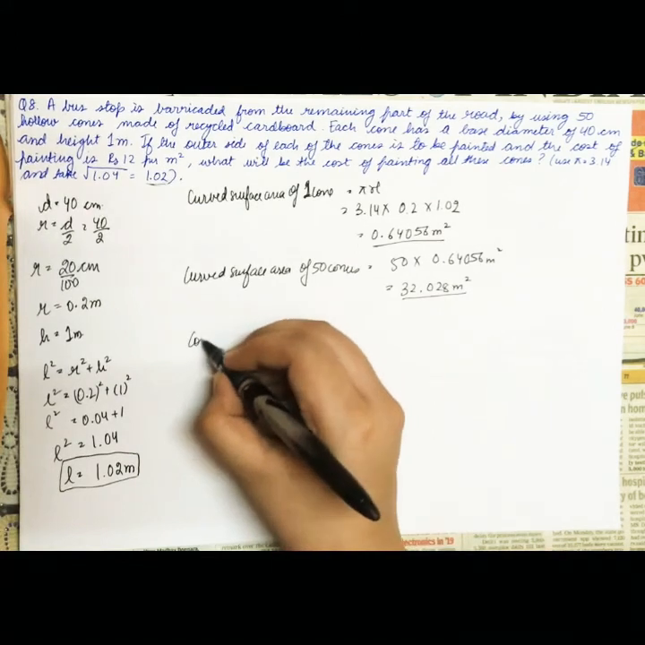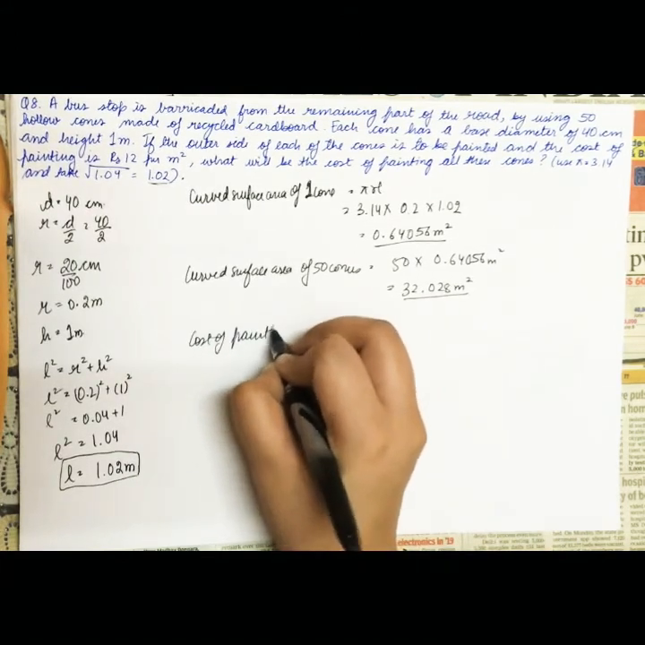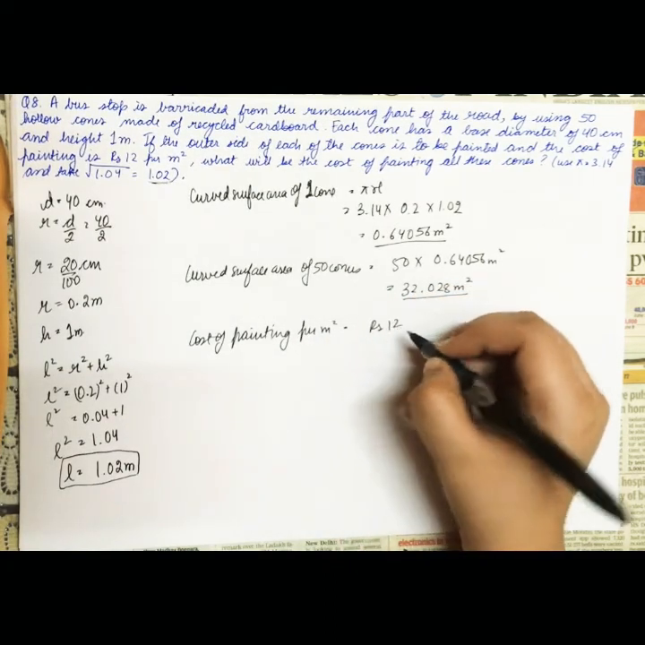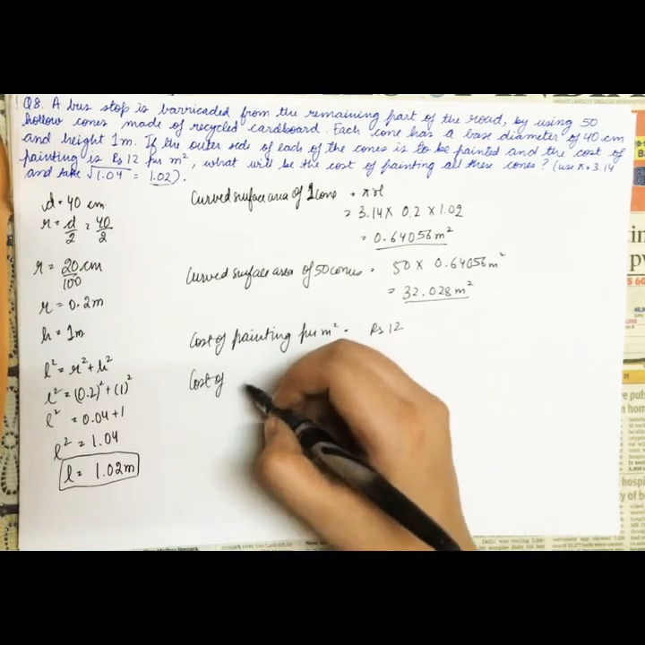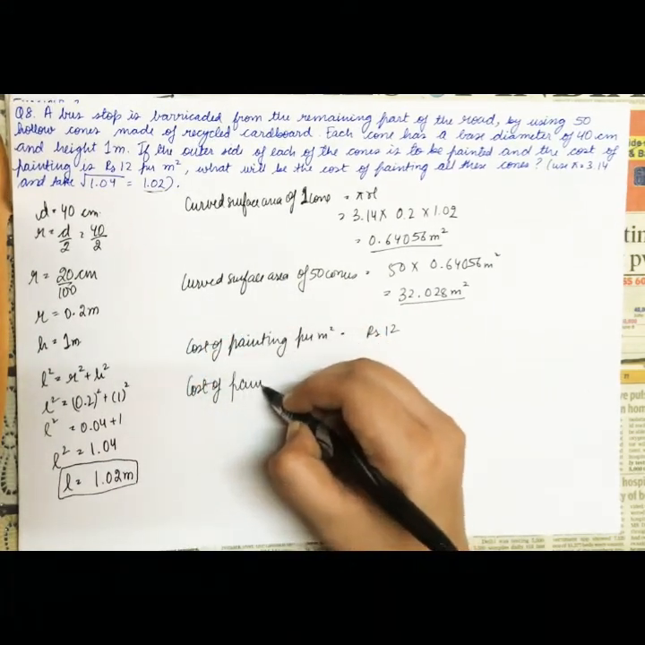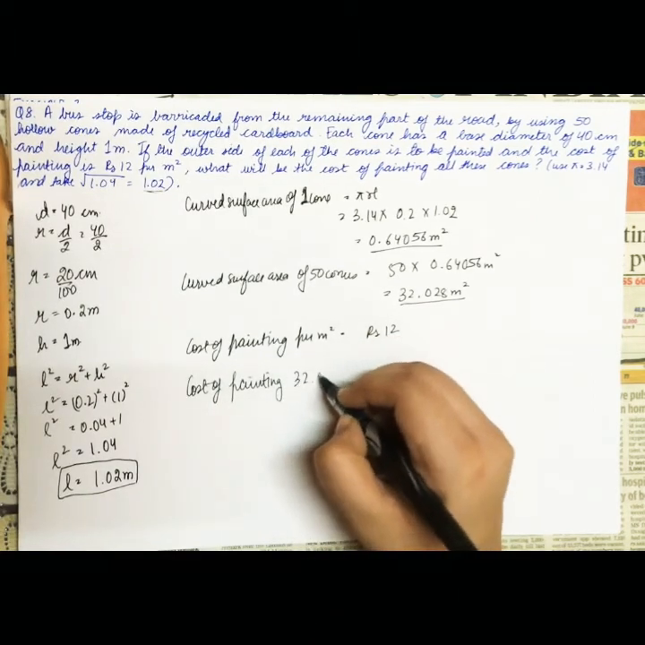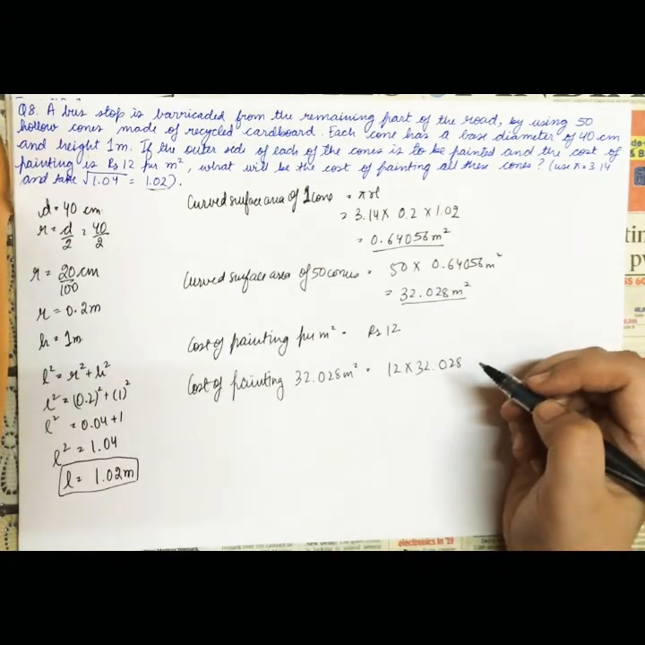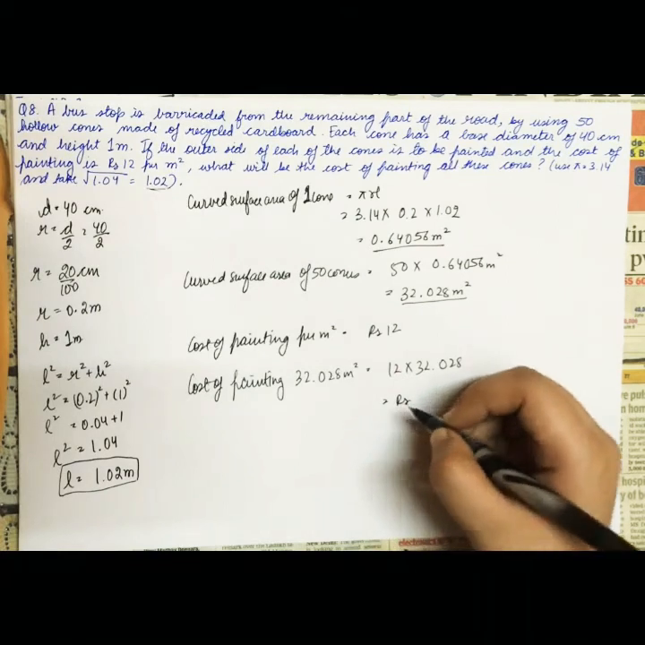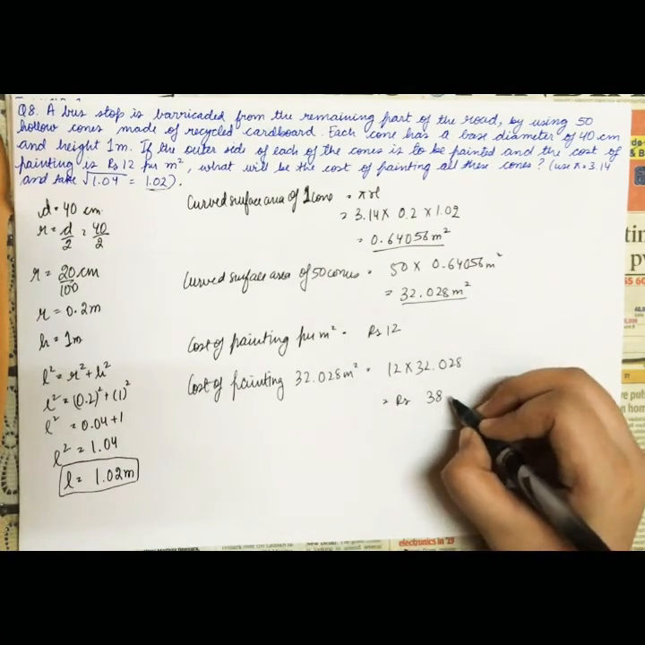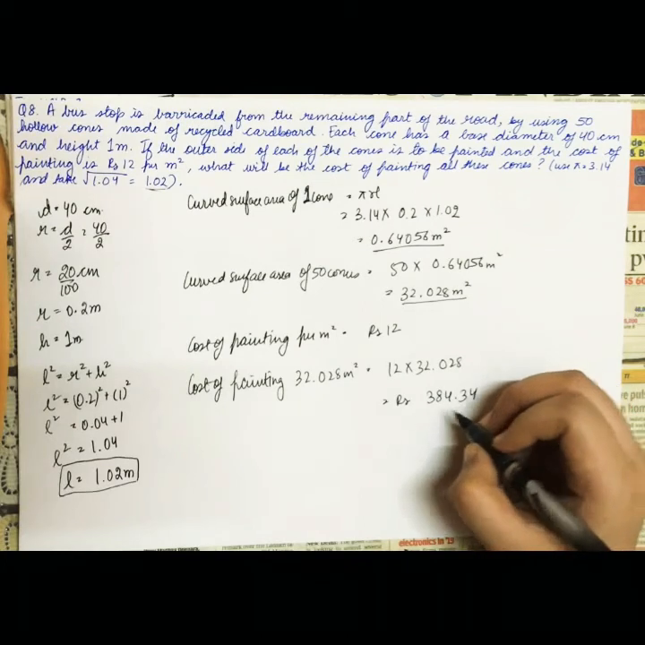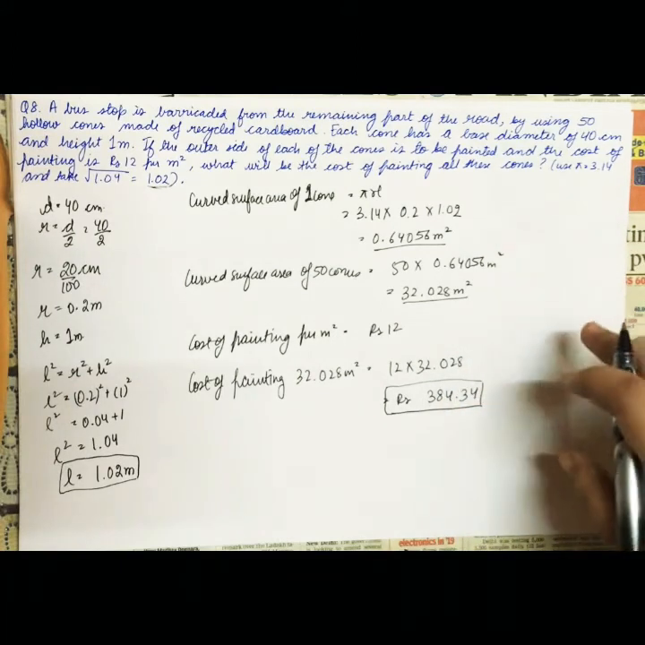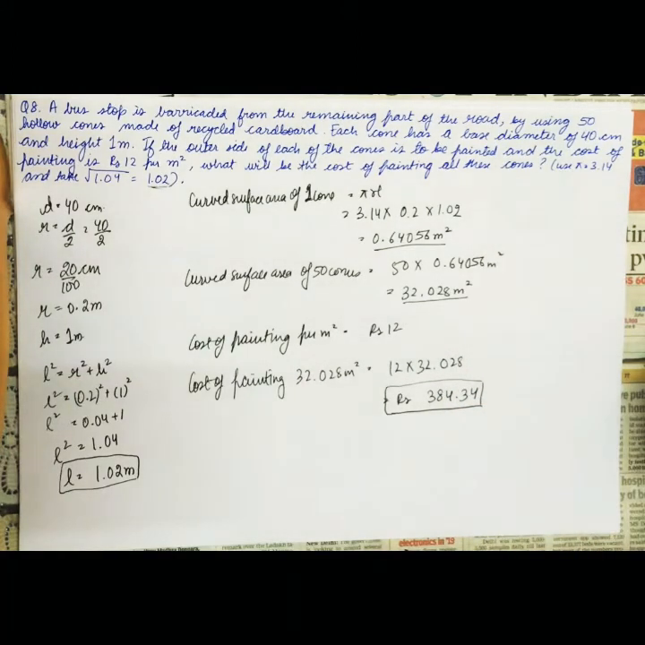Now cost of painting per meter square is rupees 12. Similarly, cost of painting 32.028 meters square will be 12 into 32.028, which is equal to rupees 384.34. Therefore, the cost of painting 50 cones will be rupees 384.34.